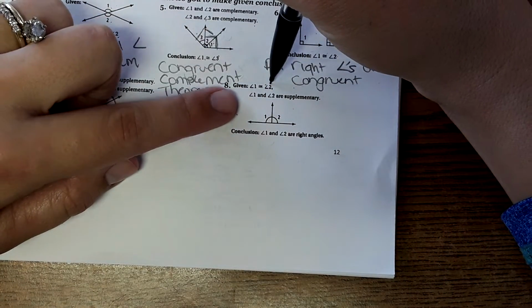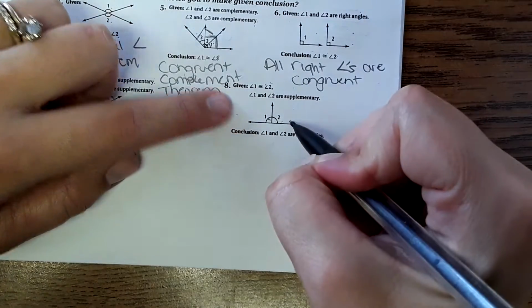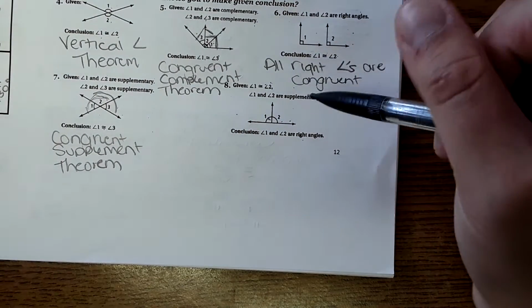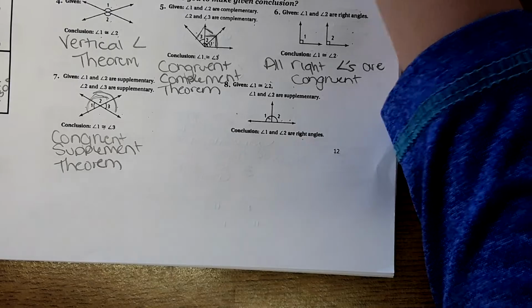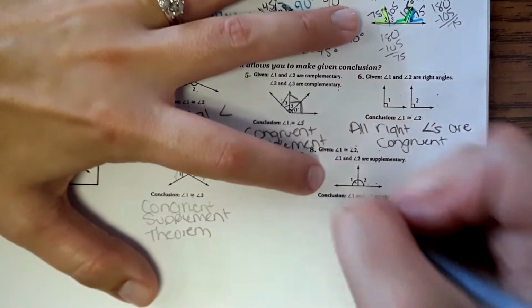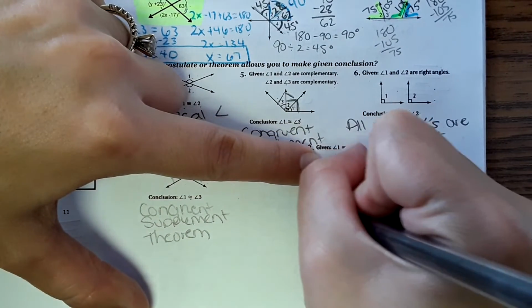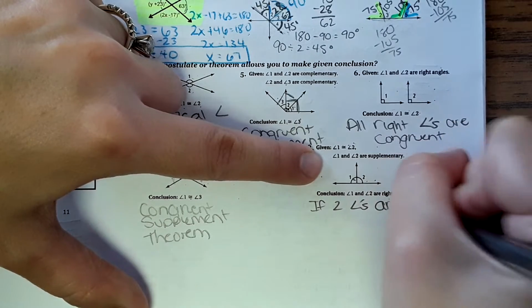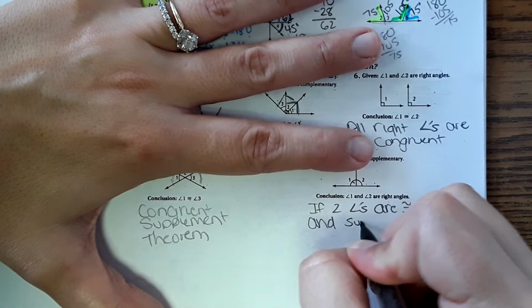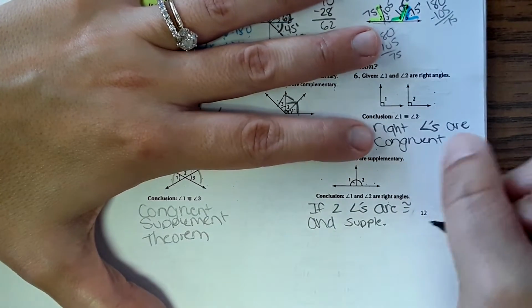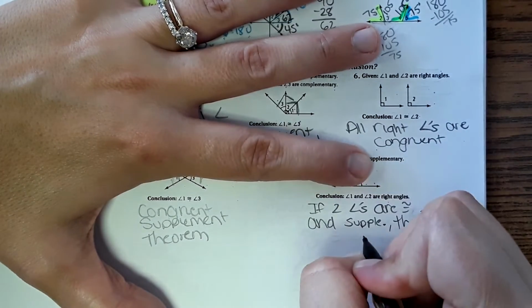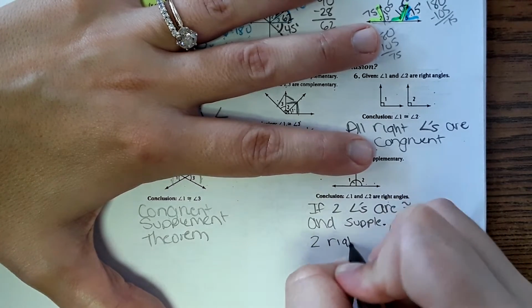Then here we have angle 1 is congruent to angle 2. We see that. Angle 1 and 2 are supplementary, and the conclusion is 1 and 2 are right angles. That one is if two angles are congruent and supplementary, then each is a right angle. So I'm going to abbreviate this as much as I can. If two angles are congruent and supplementary, then you have two right angles.